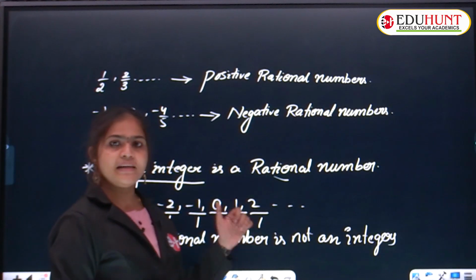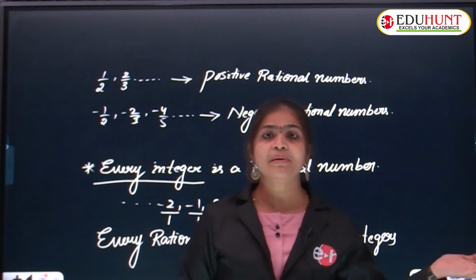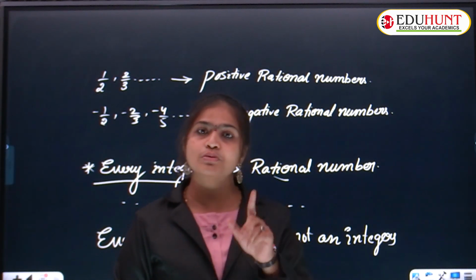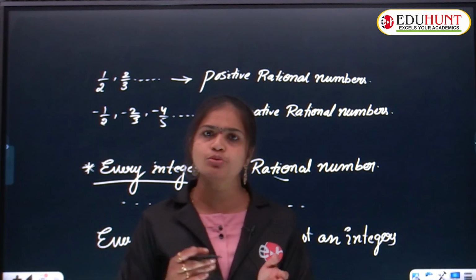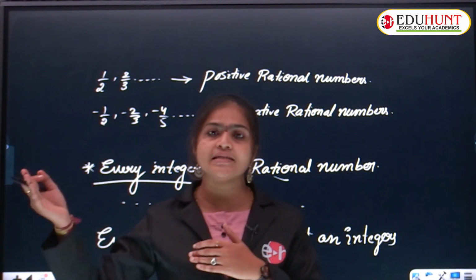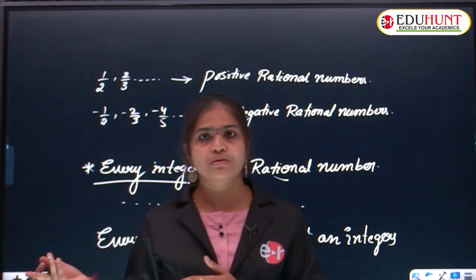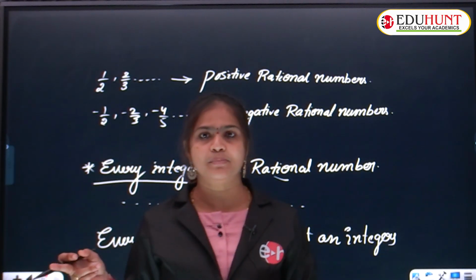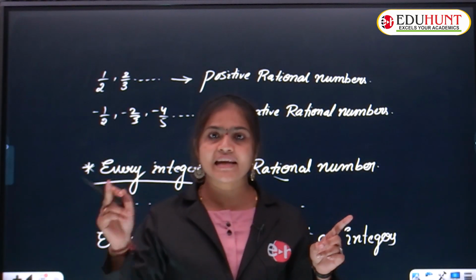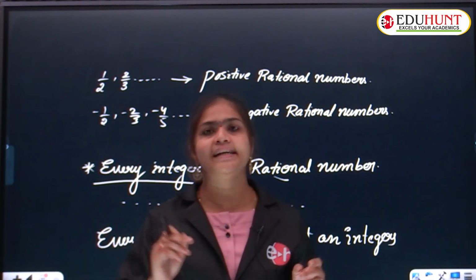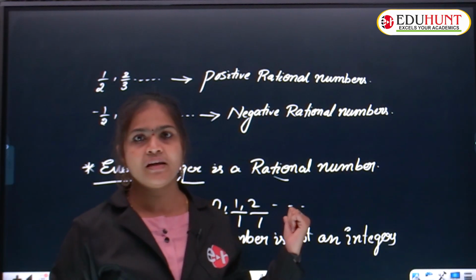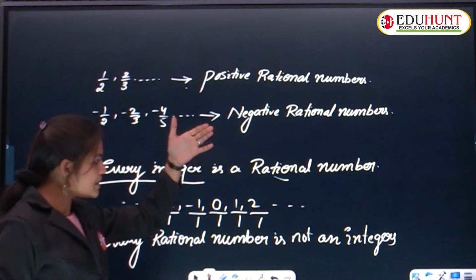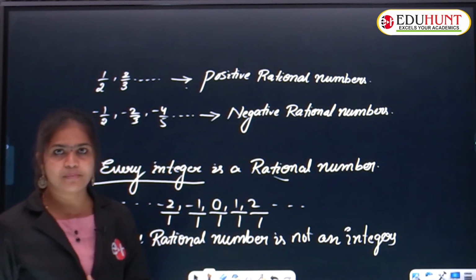Understood? Every integer we can express in the form of a rational number, but every rational number is not an integer. If you take -2, it is a rational number, and -2 is an integer also. In the same way, -3 is an integer, -3 is a rational number. Okay, 1/2 is a rational number, but 1/2 is not an integer. That is the condition. Understood? So this is about positive rational numbers, negative rational numbers, and integers being rational numbers.